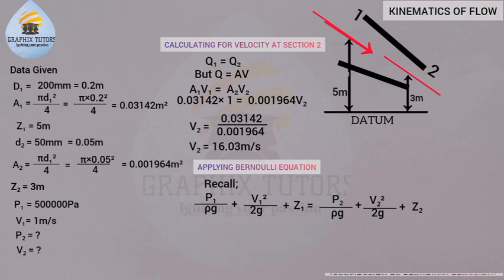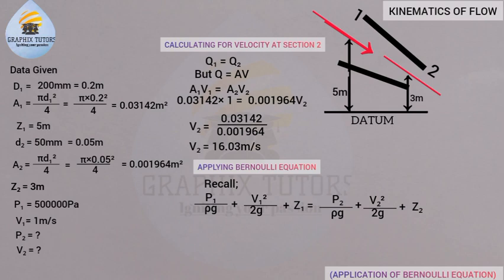Now where P is given as the pressure intensity at section 1, that is P1, and the rho is the density, times the gravity, plus the velocity at section 1 square over 2 times the gravity, plus the vertical height of the pipe at section 1, equals the pressure intensity at section 2 over the density times the gravity, plus the velocity at section 2 square over 2 times the gravity, plus Z2, the datum at section 2.